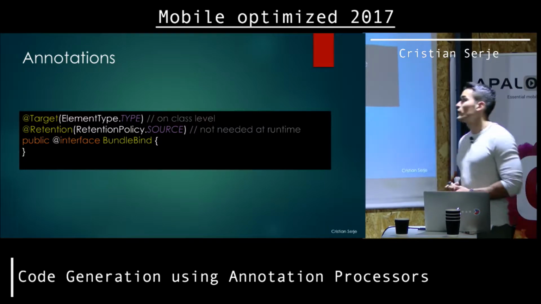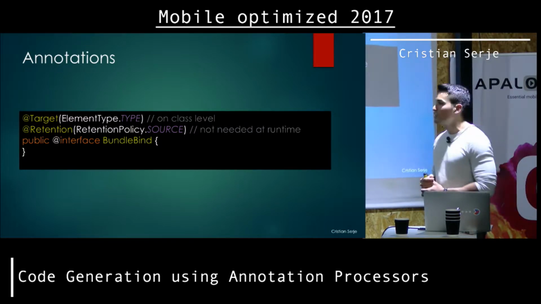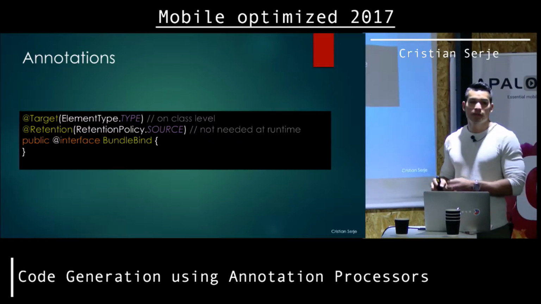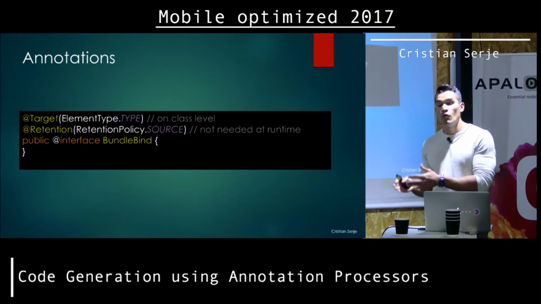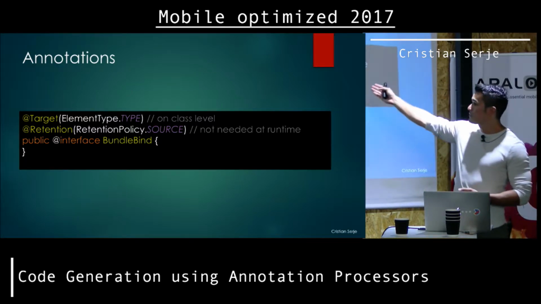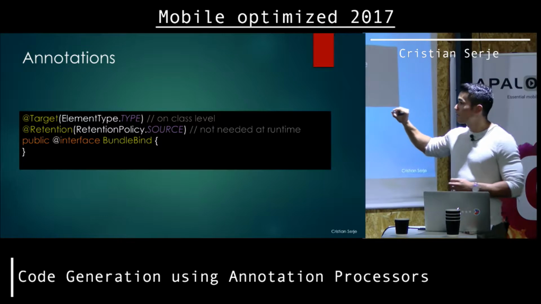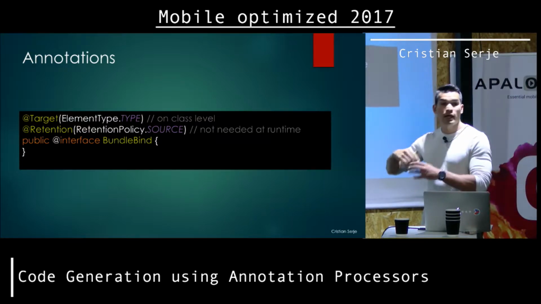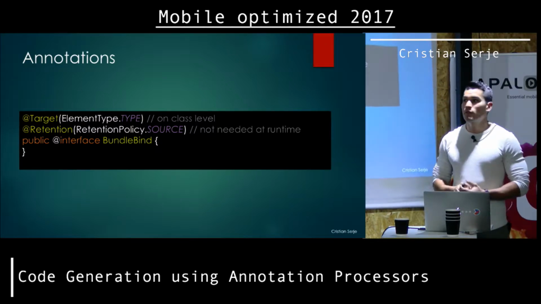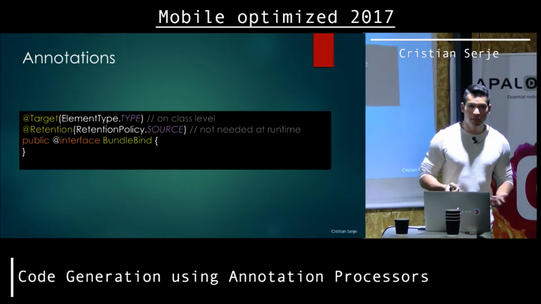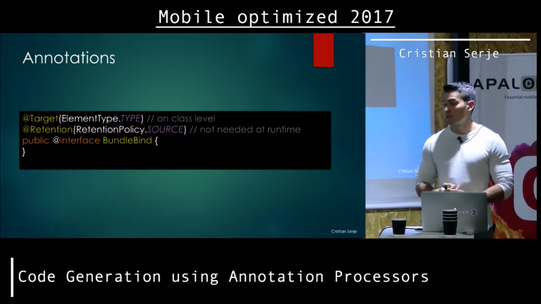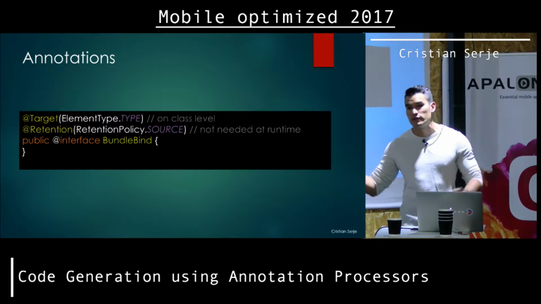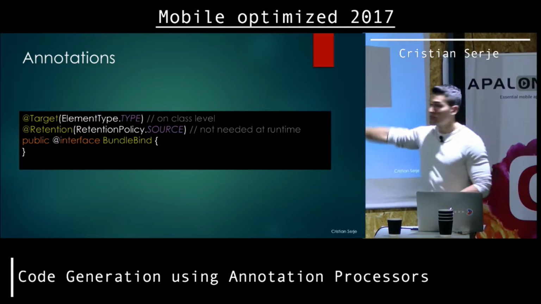It also has two other attributes, the first being the target. The target is like a rule that tells the annotation what it can annotate. In this case it is type, which means this annotation can only annotate classes, but you can add several targets. A good example is @Inject. I don't know if you have used that annotation. It works for parameters, methods, fields and classes, so you can add more than one target there.